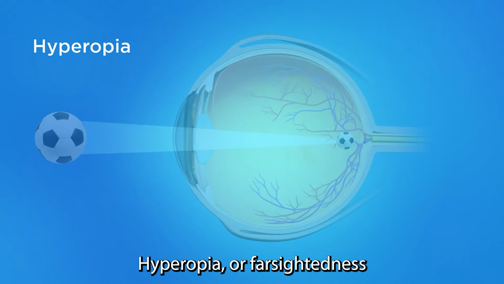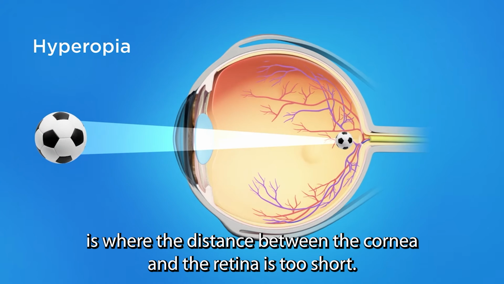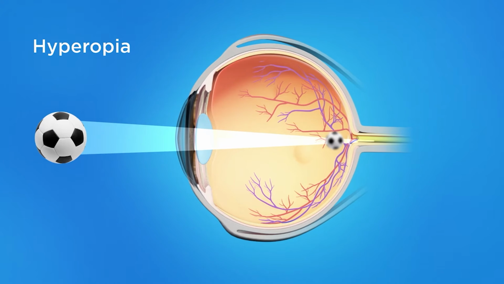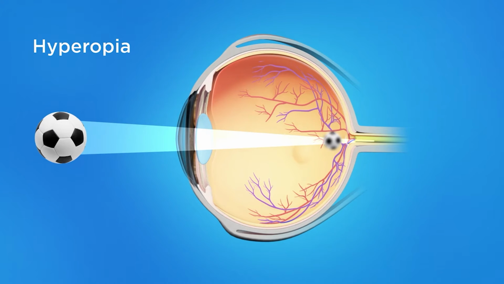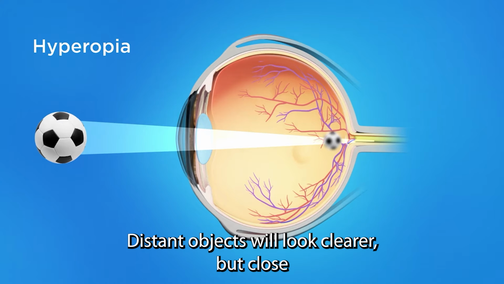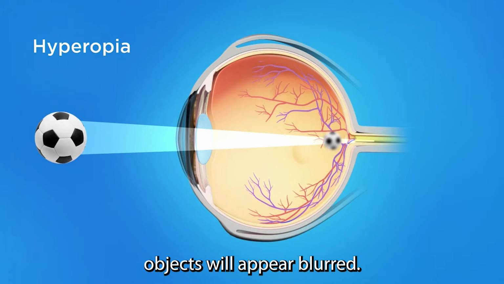Hyperopia, or farsightedness, is where the distance between the cornea and the retina is too short. Here, light rays are focused behind the retina instead of on it. Distant objects will look clear, but close objects will appear blurred.